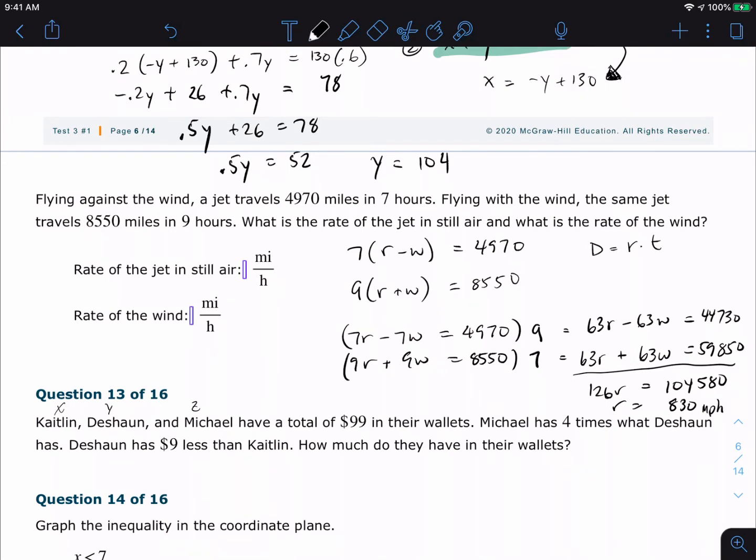We okay with that? And then to find out what the wind is going to be, I can plug into either one of these two. So which one do you want me to plug into? 1 or 2?